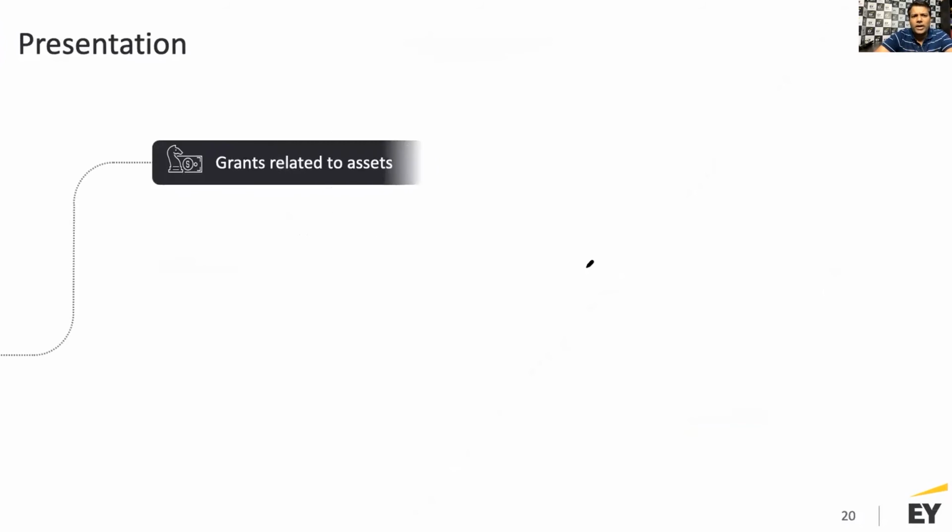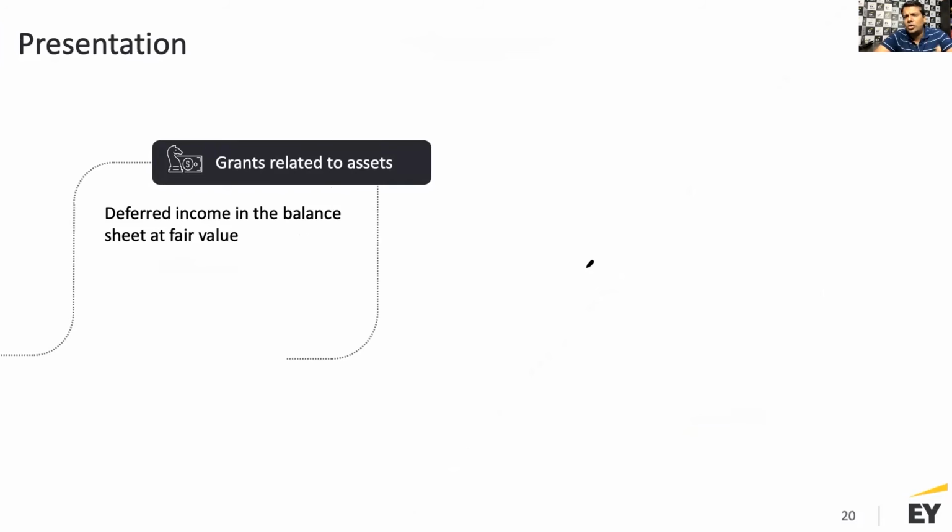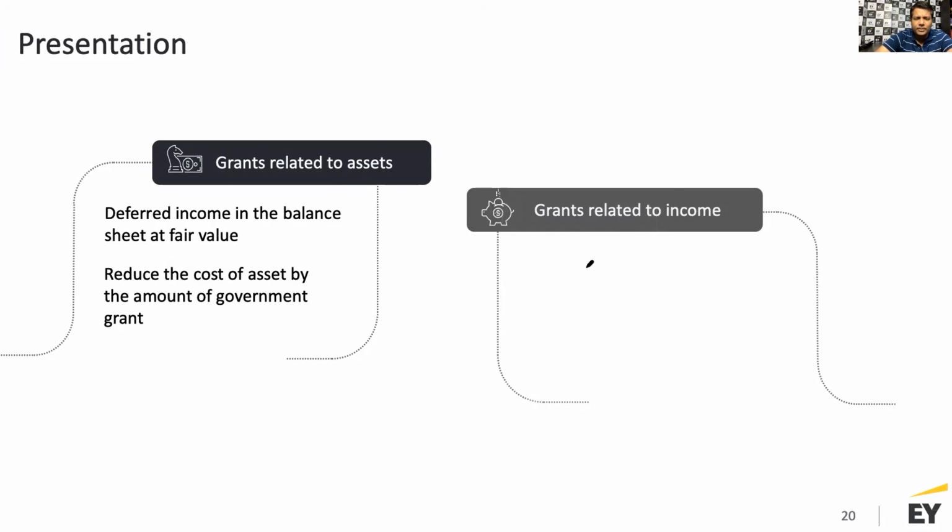Now let's quickly look at the presentation. If it is a grant which is related to assets, you are going to record that as a deferred income in the balance sheet at fair value at the initial recognition, or reduce the cost by the amount of the government grant. So these are two possibilities. Either you record this as a deferred income, or you adjust the value in the carrying value of the asset itself, and we will try and understand this with the help of an example as well.